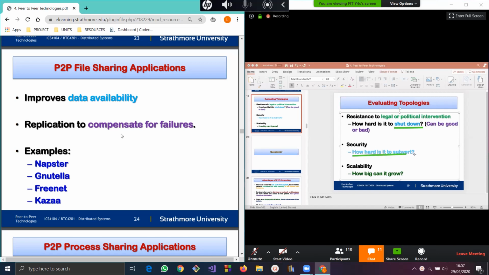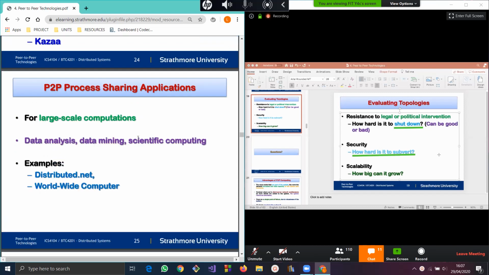Security, the issue is about how hard is it to subvert, because when you are looking at it from a security point of view, you're asking how much some of the services can be subverted by some of these peers. And then scalability, we're saying how big can it grow. Some of these things we are going to discuss in detail as we go on.